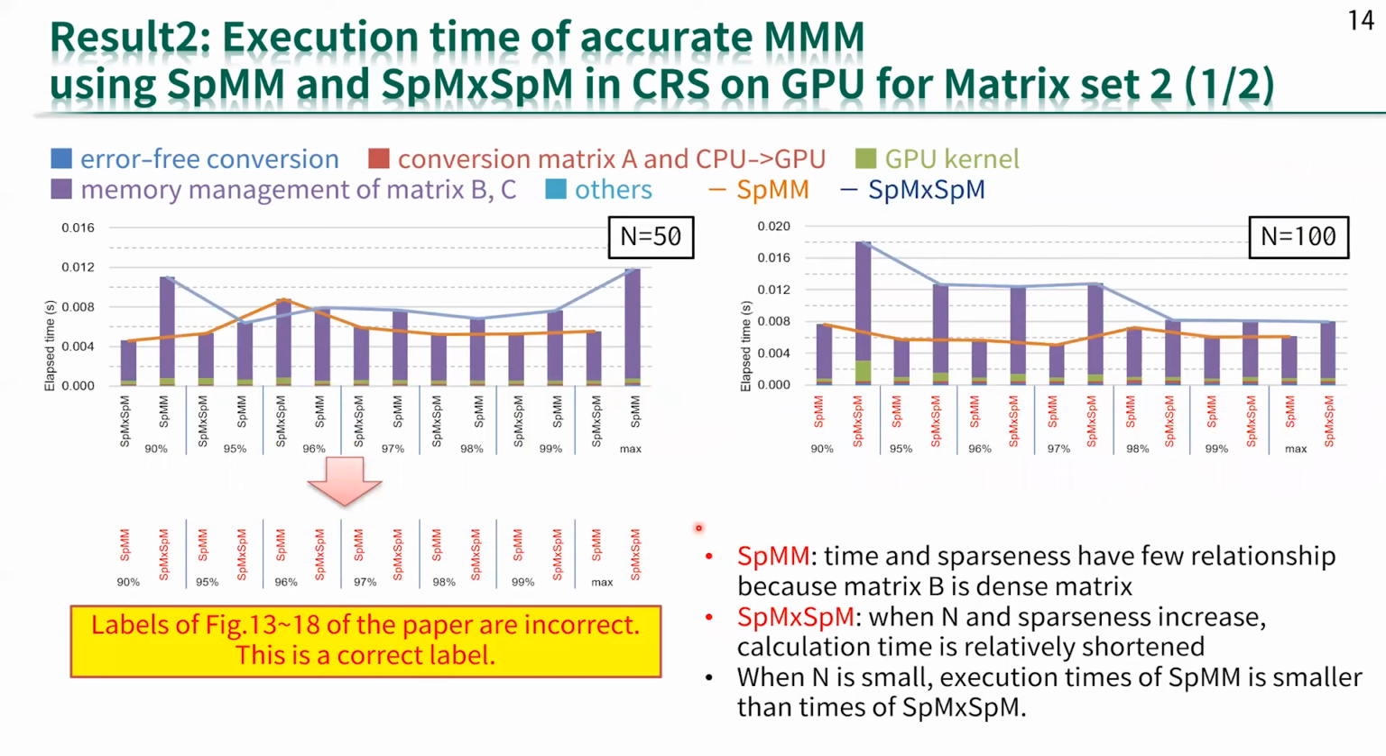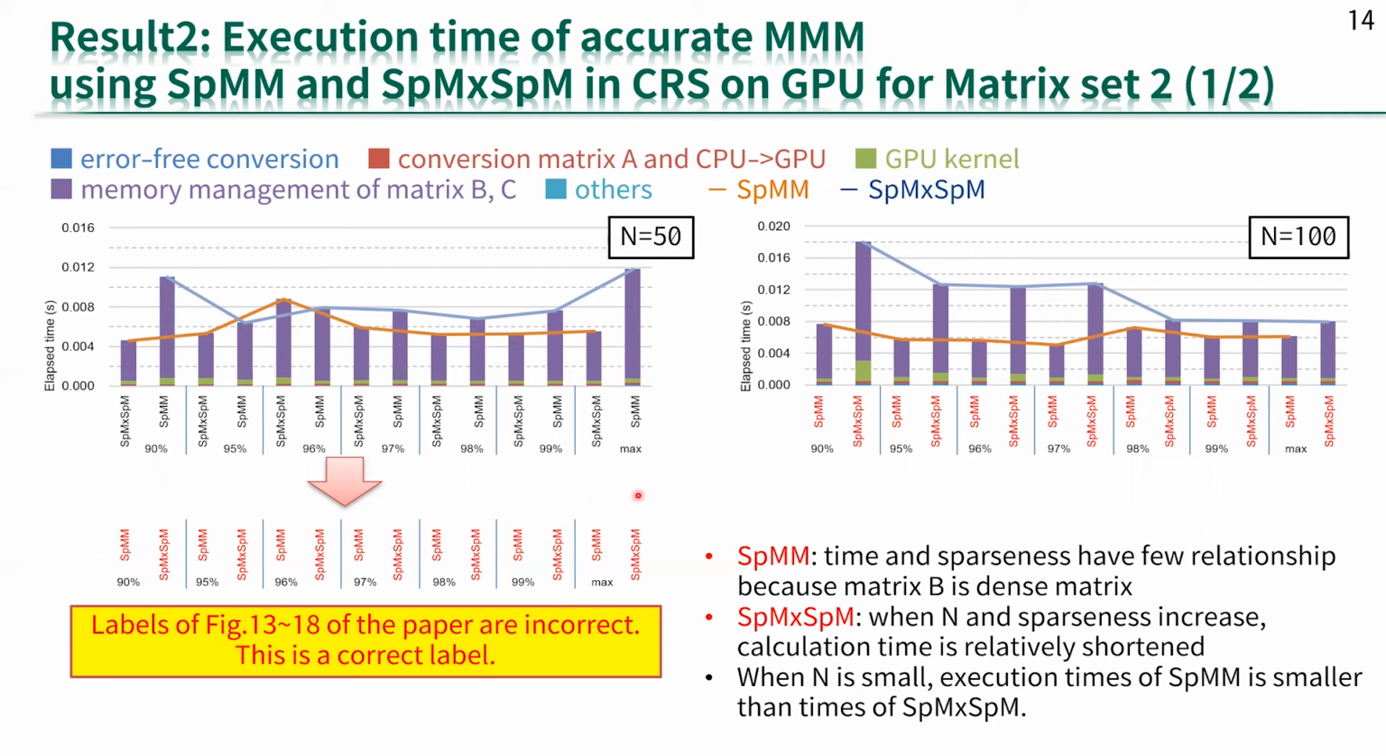The next slide shows the execution time of accurate matrix multiplication using SpMM and SpM in CRS format on GPU for matrix set 2. This evaluation compares the two implementations of our proposed method. This page shows the smallest two cases. I apologize that the labels of figures 13 to 18 of the paper are incorrect. SpMM and SpM are interchanged.